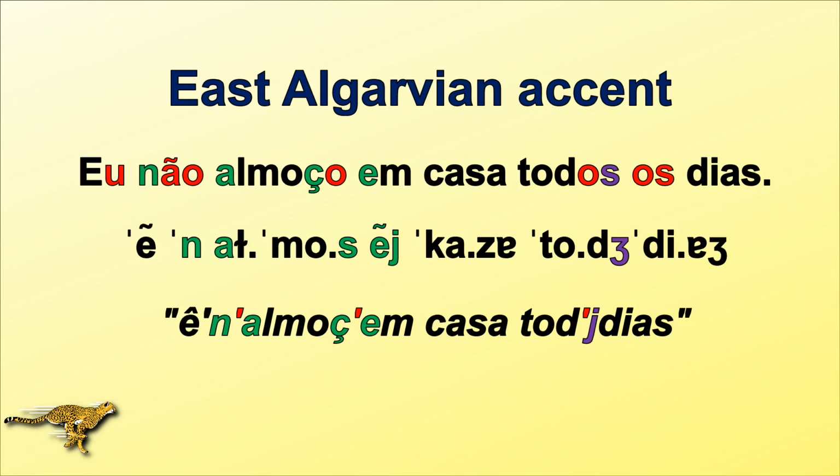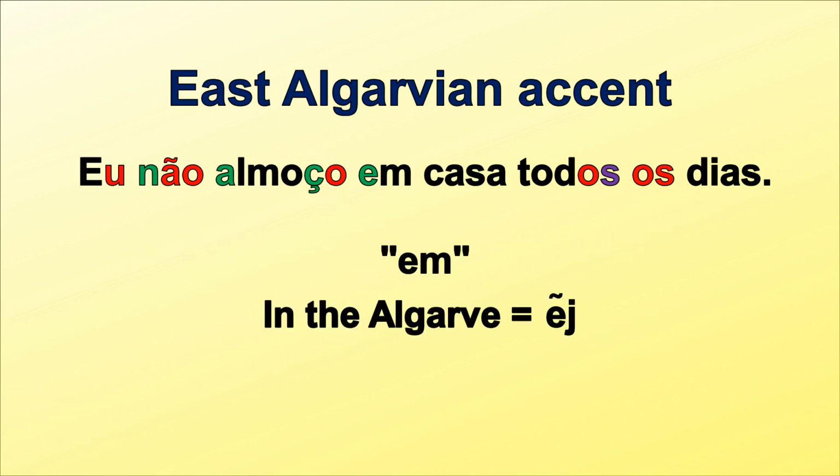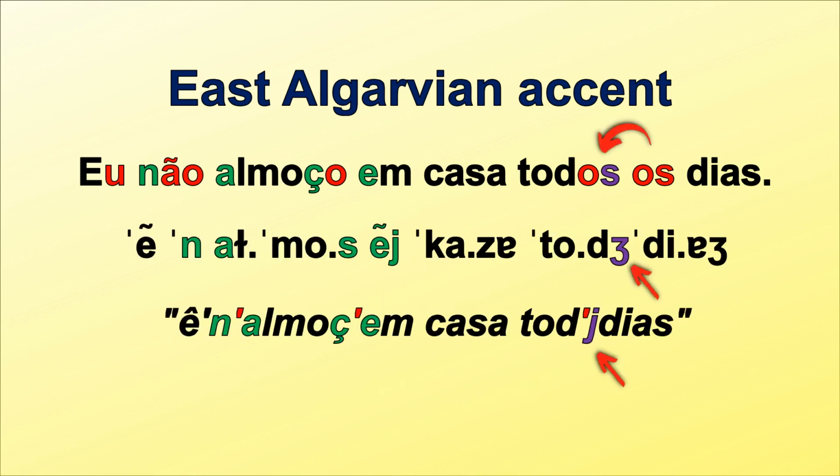So what's happening now? Eu is pronounced just e. Não gets shortened to just n and glued immediately onto almoço. The final O from almoço is suppressed to nothing and runs straight into em. The pronunciation of em in the Algarve is em, just as I'm doing now and have been doing throughout the video, versus em, which is the more standard Lisbon pronunciation. And finally, os merges into the final os from todos and has seemingly disappeared from the sentence altogether.